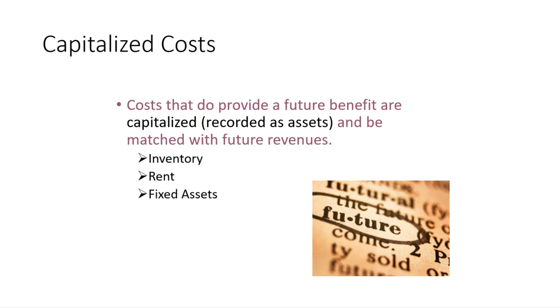as that asset expires. Plant, property, equipment, that's fixed assets, that's computers, that's trucks, that's buildings. They all generate future revenues over multiple periods of time. We record those as assets today, and then we will match that cost with future revenues through depreciation expense. And that's going to be a topic of a later chapter.